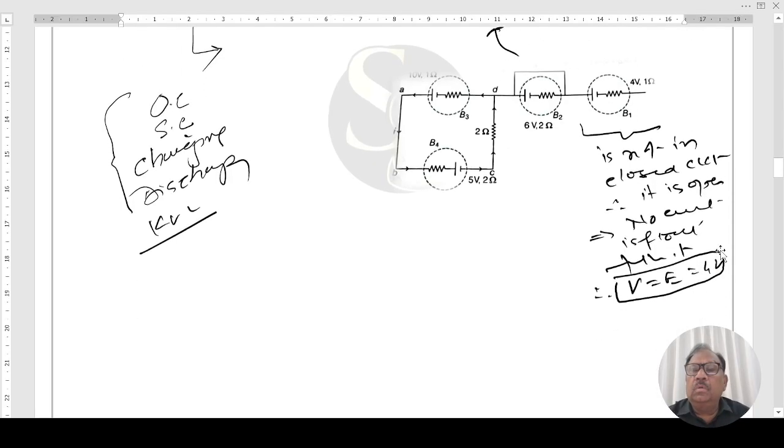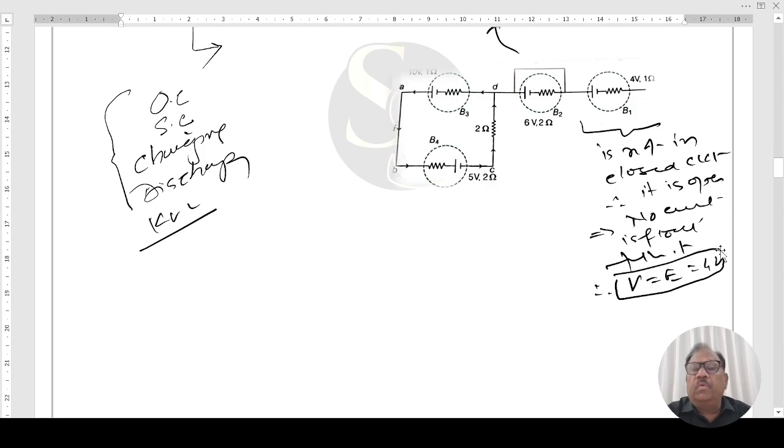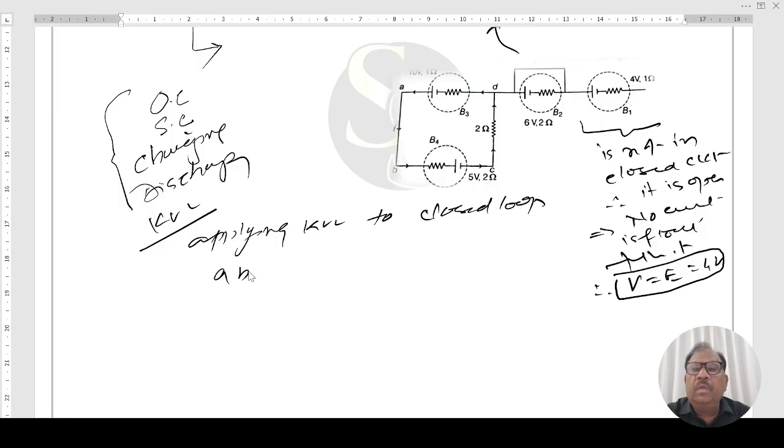Now, across B3 and B4, applying KVL to closed loop A, B, C, D, A. Be careful. This point and this point should be the same. Then it will become the closed loop. Direction is shown here like following this. The summation IR equal to summation E. KVL has been discussed in the earlier sessions. I am again repeating.